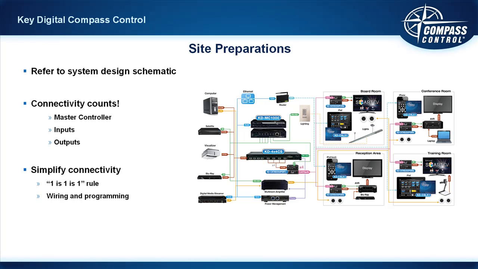However, the installer says, oh, Apple TV starts with A, so that's first. Blu-ray player starts with B, so that's second. And cable box, it starts with C, so alphabetically that should be third. You don't want to get into that kind of situation.